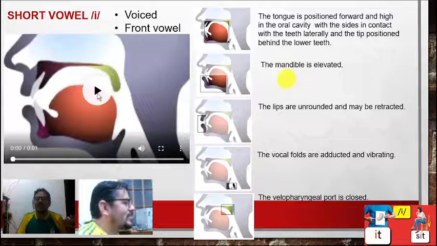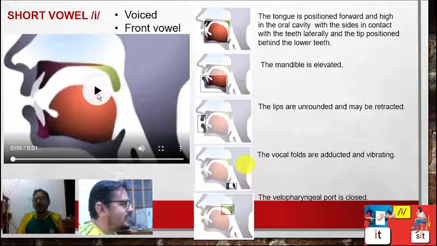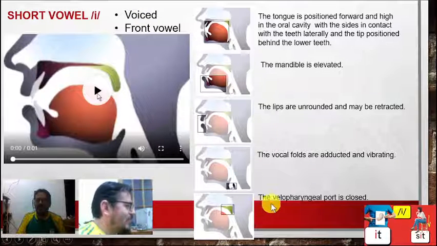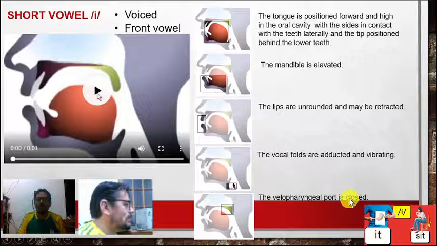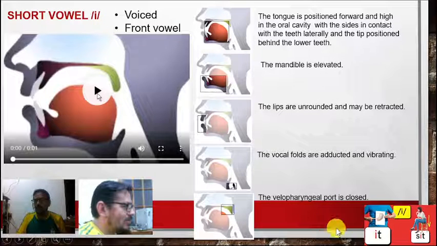The mandible is elevated. The lips are unrounded and may be retracted. The vocal folds are adducted and vibrating because it's voiced, right? Okay, the velopharyngeal port is closed. Words that contain this vowel are eat and sit.